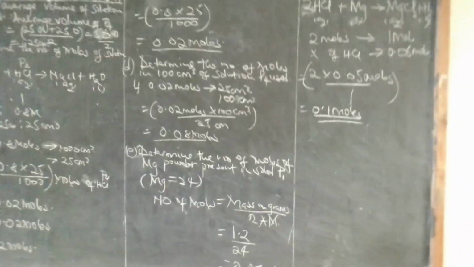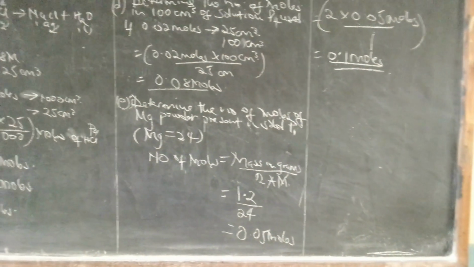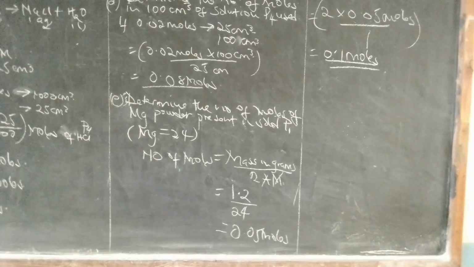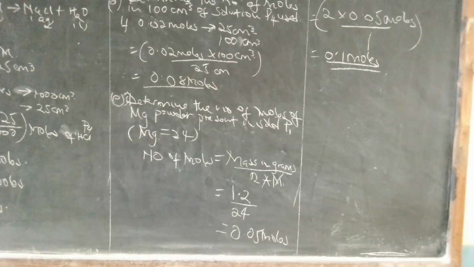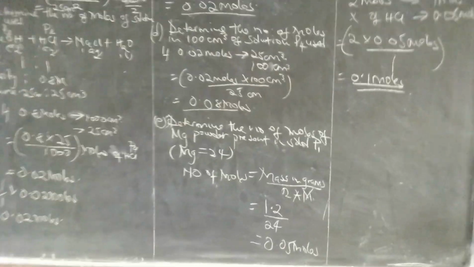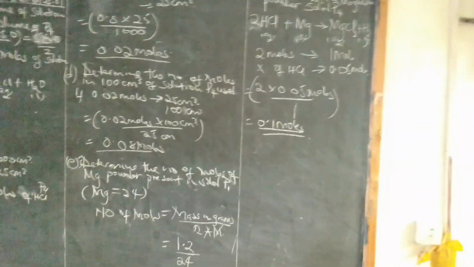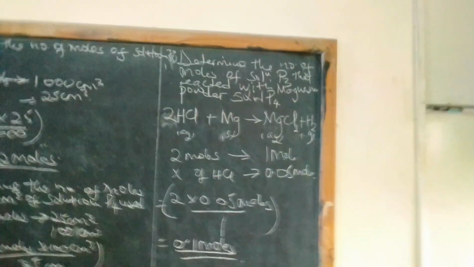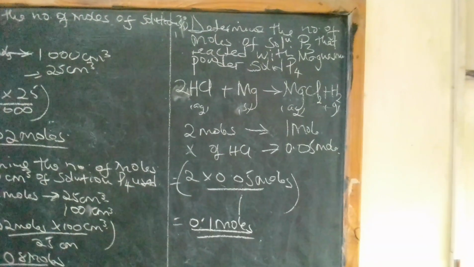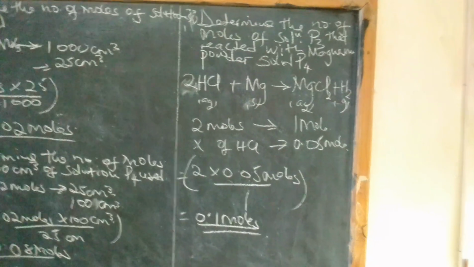You are supposed to use the number of grams that were weighed, and then divide it by the relative atomic mass. When you do your division properly, you will find that it is 0.05 moles, as it has been written there. Then in E Roman 2, we have been told to determine the number of moles of solution P3 that reacted with magnesium powder solid P4.